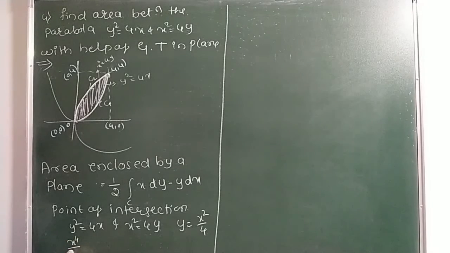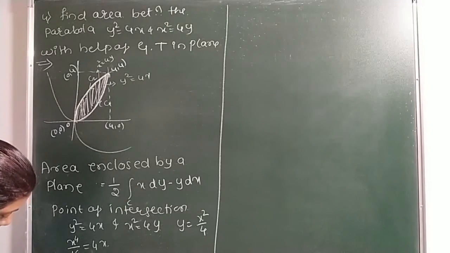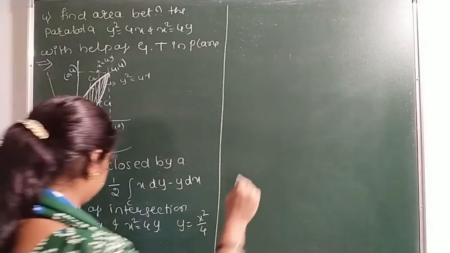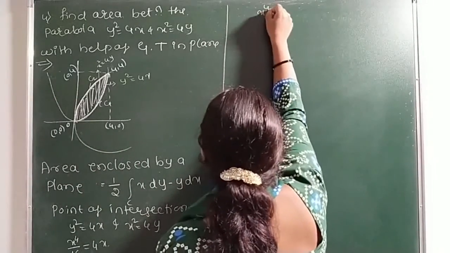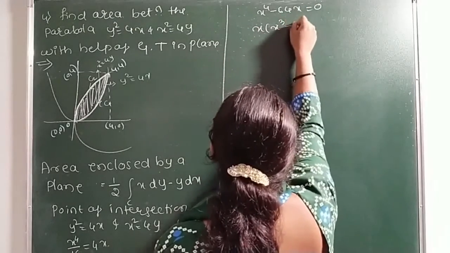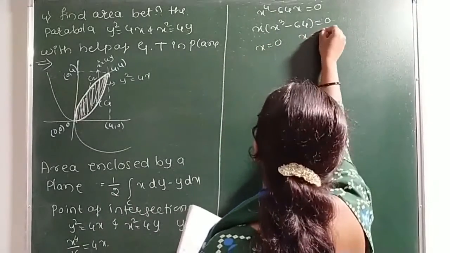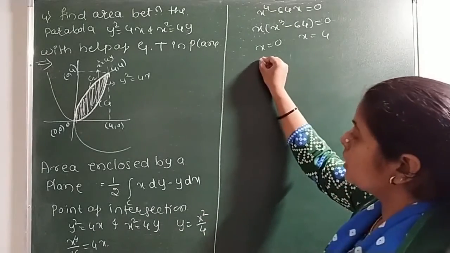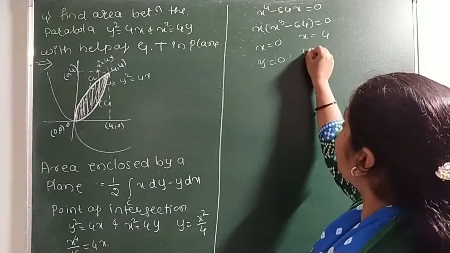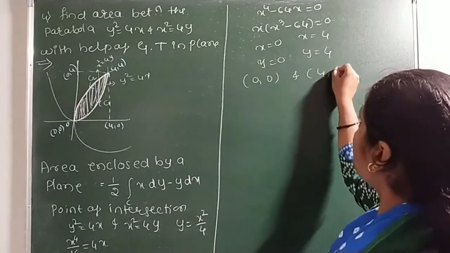X raised to 4 divided by 16 is equal to 4x. Then this becomes x raised to 4 is equal to 64x. X raised to 4 minus 64x is equal to 0. Take x common, x cube minus 64 is equal to 0. X equal to 0 and x equal to 4. Here same you have to substitute in our y, and y is equal to 0 and y is equal to 4. The points of intersection are (0, 0) and (4, 4).